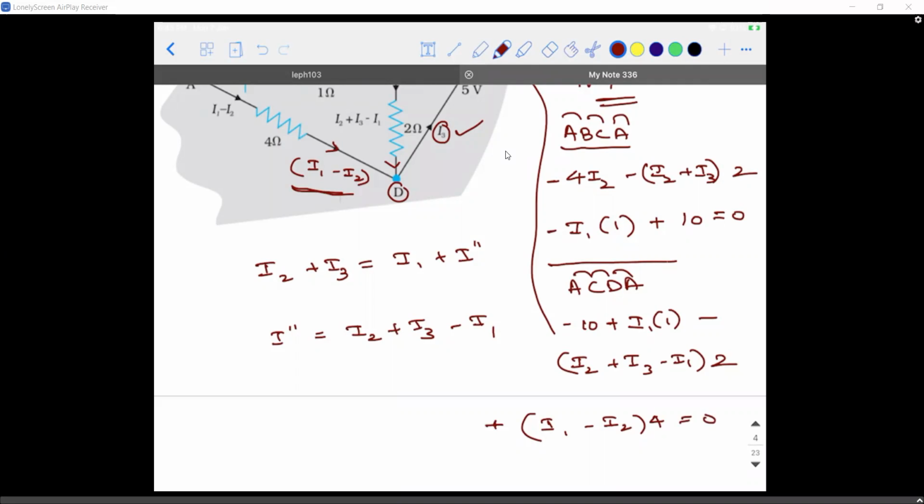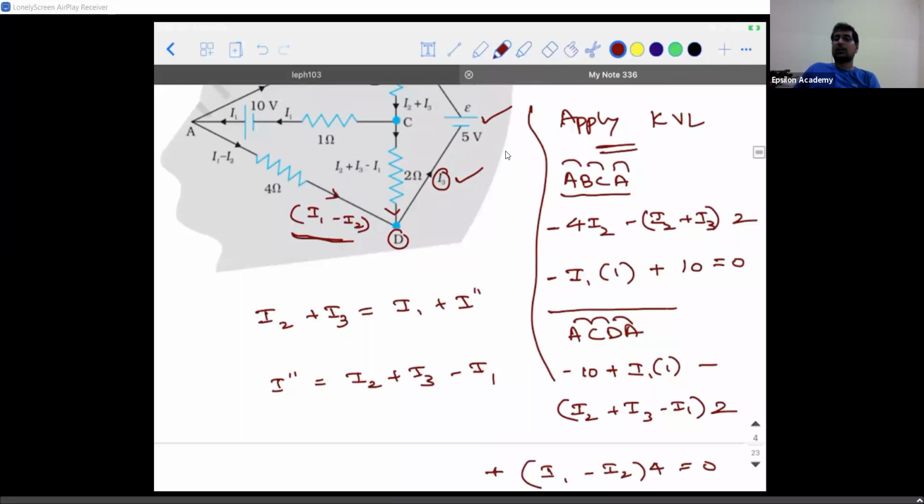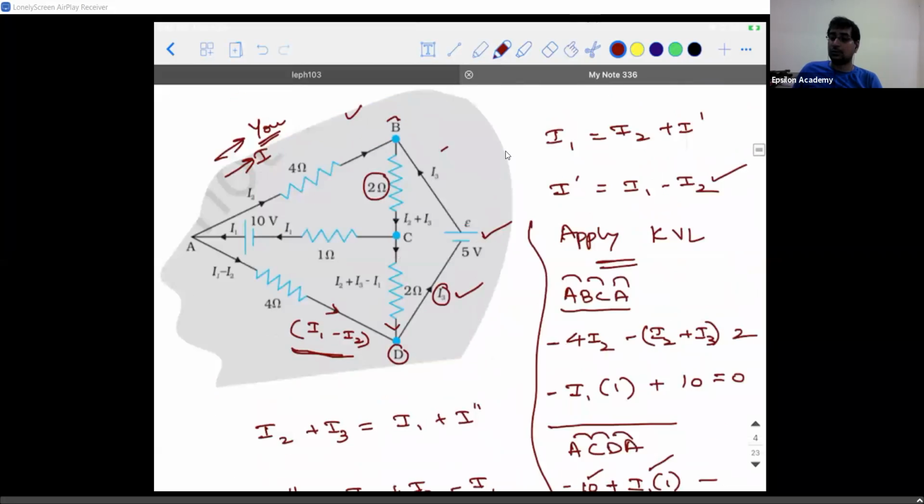So the logic is very simple. When you take a particular loop, the number of elements should be equal to the number of terms in the expression: EMF, this thing, and this thing. So there are 4 terms, then your equation is right, in the sense that you have not missed anything. If it has to be right, you need to be sure about the sign convention also.